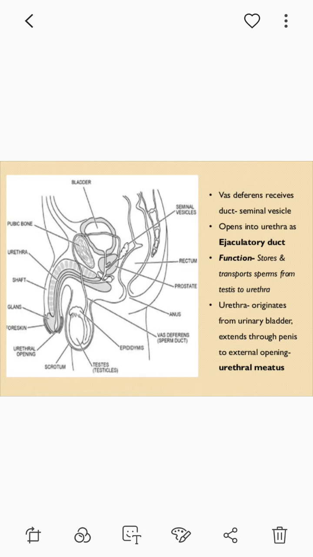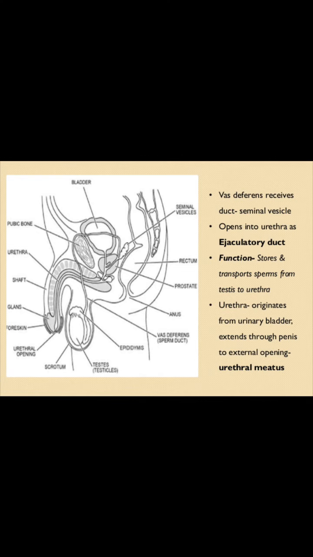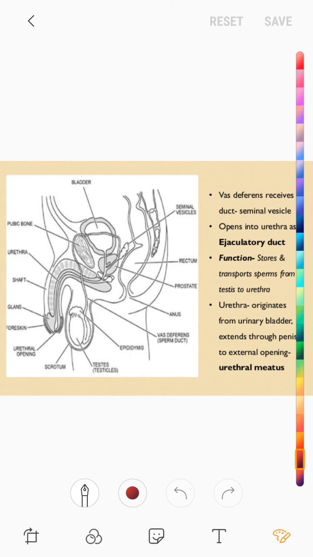Vas deferens receives the duct of the seminal vesicle. The function of the seminal vesicle is that these store and transport sperms from the testis to the urethra. The urinary bladder will also open into this duct.